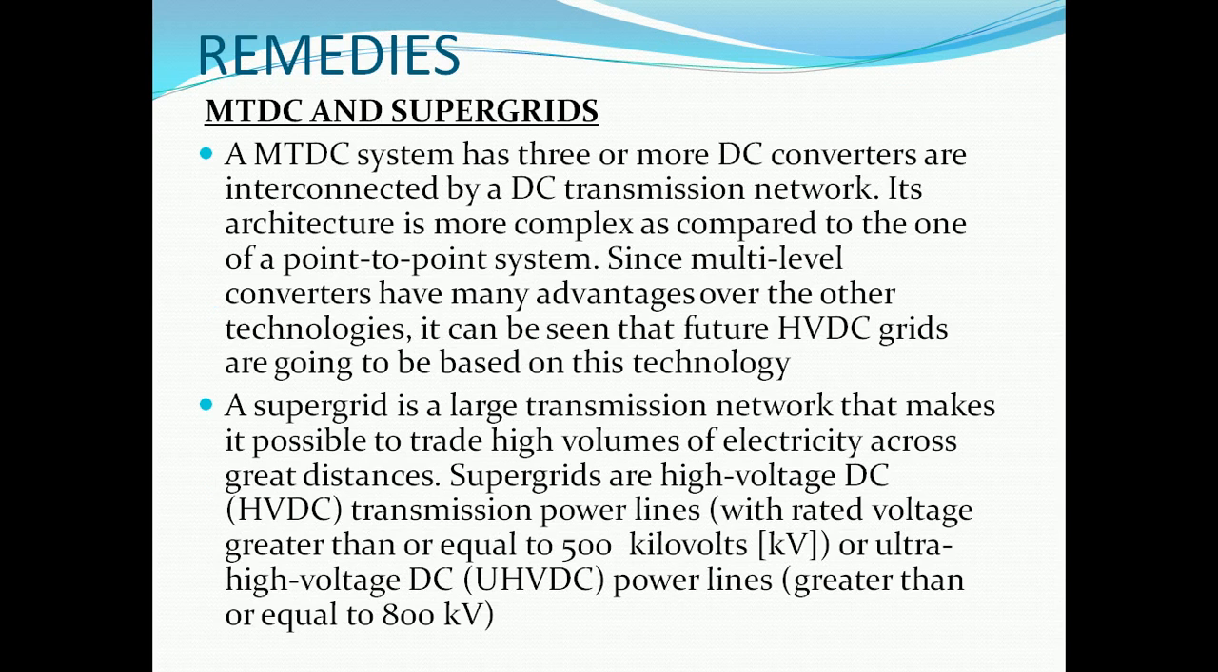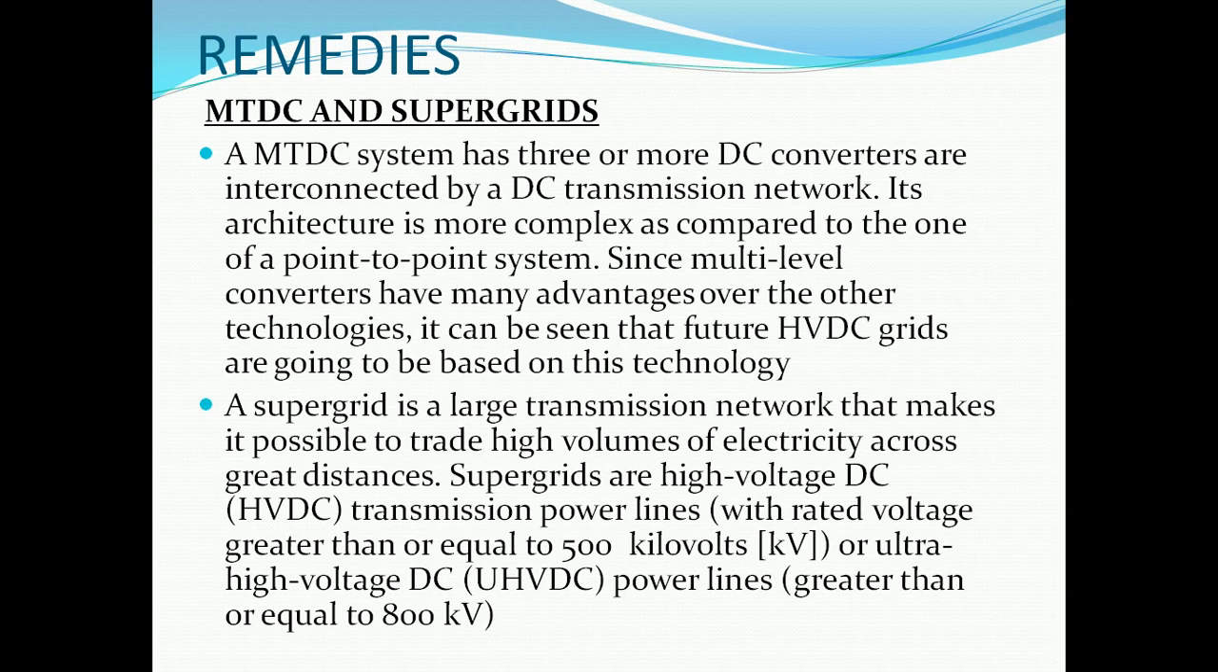Now, let us talk about some remedies for the challenges discussed above. The use of MTDC and supergrid. MTDC is a multi-terminal direct current system which has three or more DC converters interconnected by a DC transmission network. It has an architecture which is more complex compared to a point-to-point system, but it has many more advantages, and it can be seen as a technology which will be developed in the future.